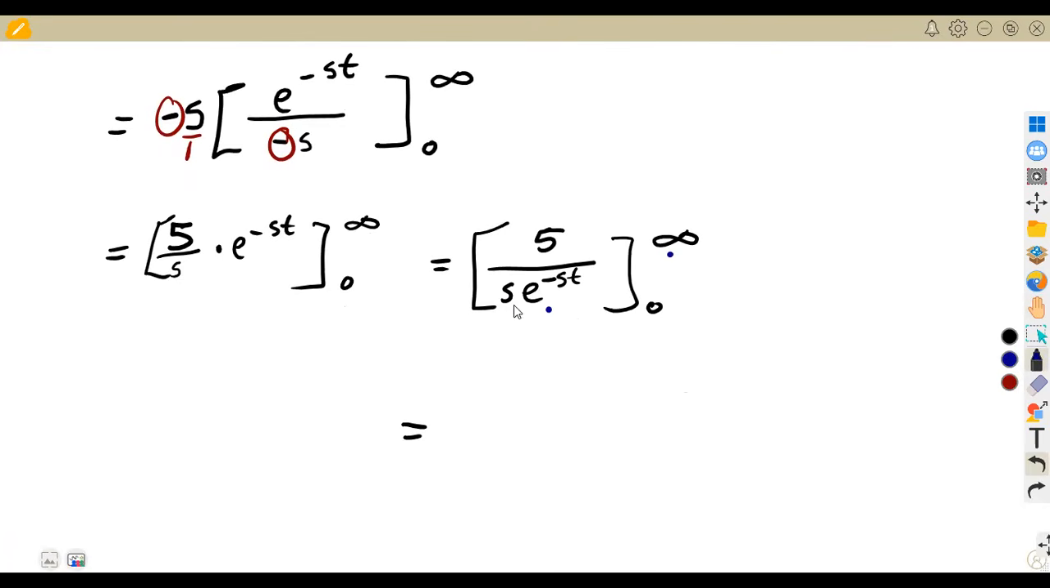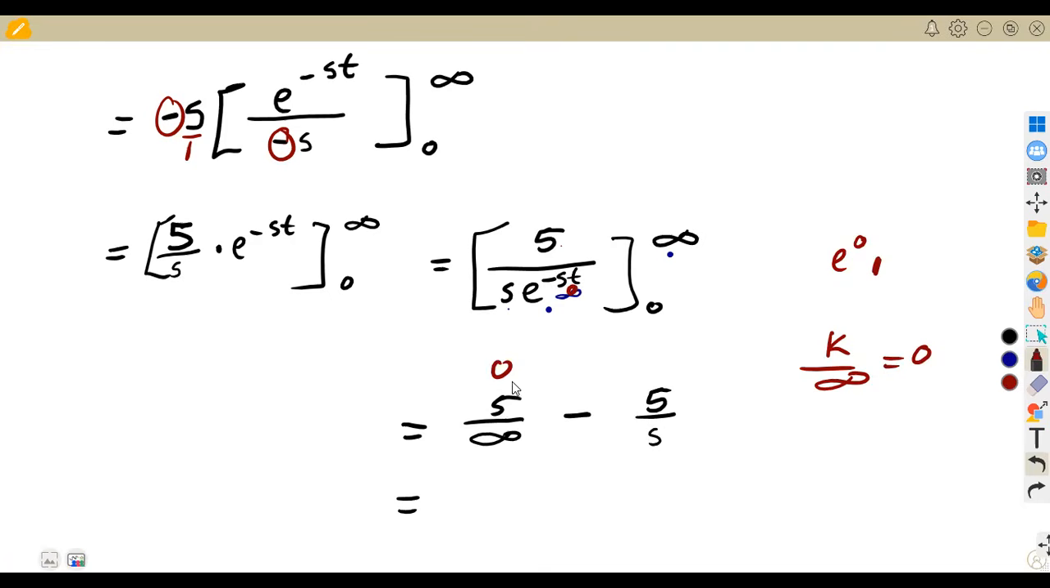So if we substitute infinity, e to the exponent of infinity, that's infinity in this case, we are going to have 5 over infinity minus the lower limit, which is 0 in this case. If we substitute a 0 here, e to the exponent of 0 is 1. So we're going to have 5 over s, because s times 1 is s. Knowing that here, 5 over infinity, remember from our infinity rules k over infinity is equal to 0. So we're going to obtain a 0 in this case. So that's 0 minus 5 over s, which is going to be minus 5 over s.